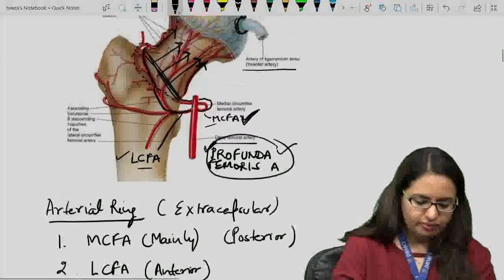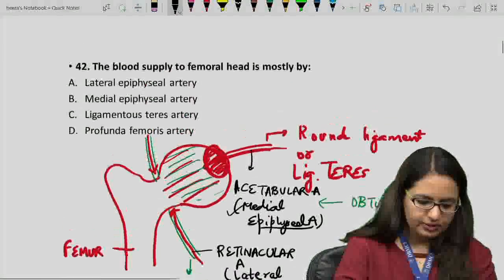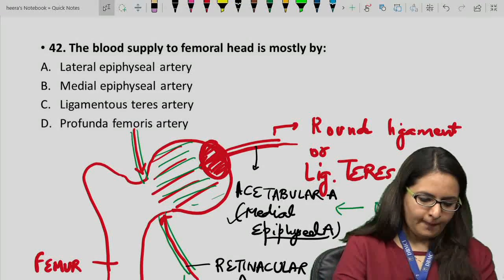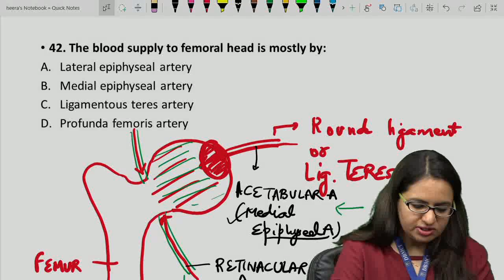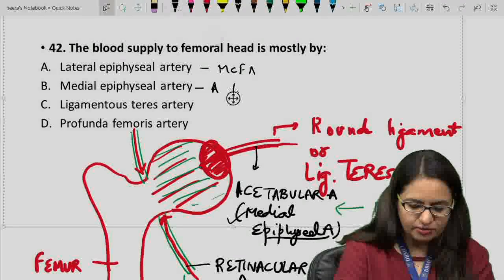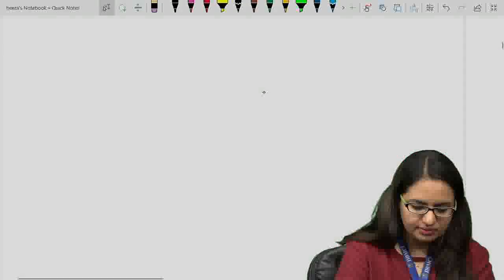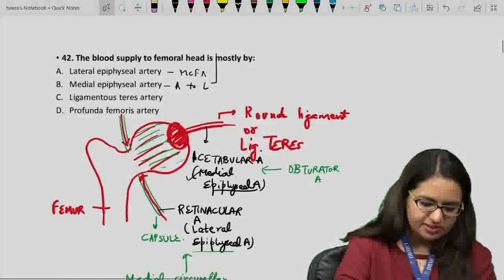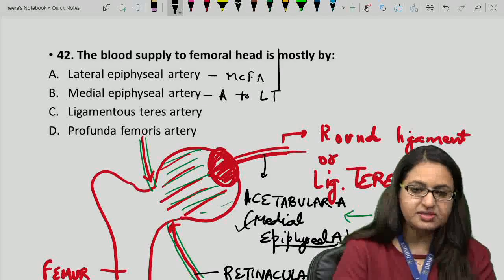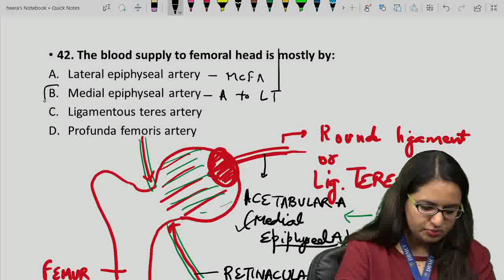Now, if we come back to the question, the question says the blood supply to the femoral head is mostly by the lateral epiphyseal artery. The lateral epiphyseal artery was the medial circumflex femoral artery. Then the medial epiphyseal artery is the artery to the ligamentum teres. Then we have the ligamentum teres artery, which is the same. So, B and C options are the same.